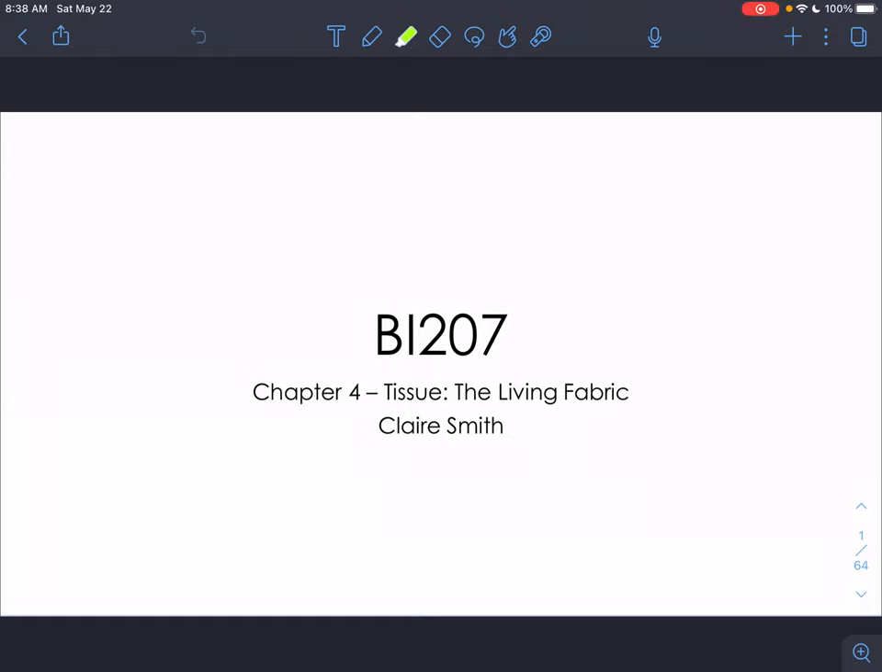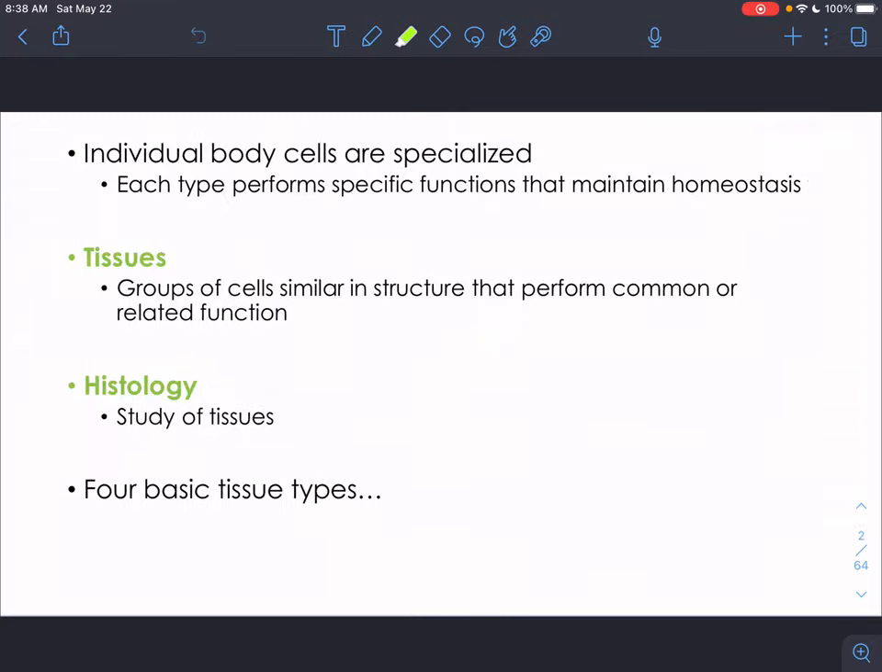Hello everyone, this lecture is covering material from chapter 4 of your Marieb text, which is talking about the tissues of our body. Okay, so in the last chapter, chapter 3, we talked about how we have a bunch of different types of cells in our body, over 250 different kinds that are specialized and each perform a specific function.